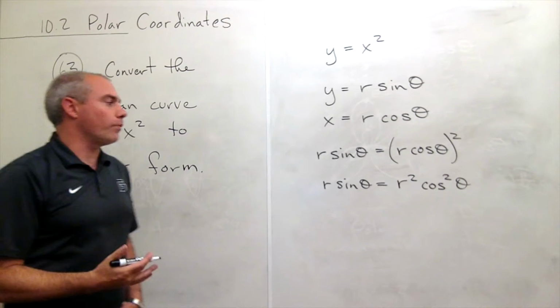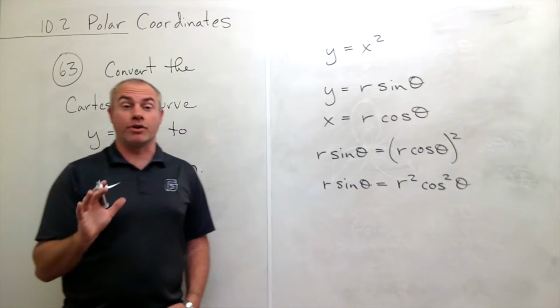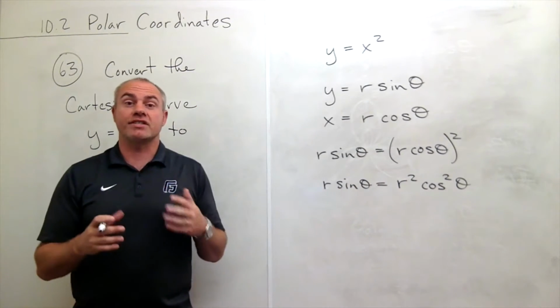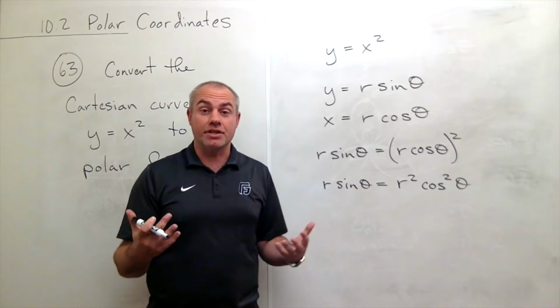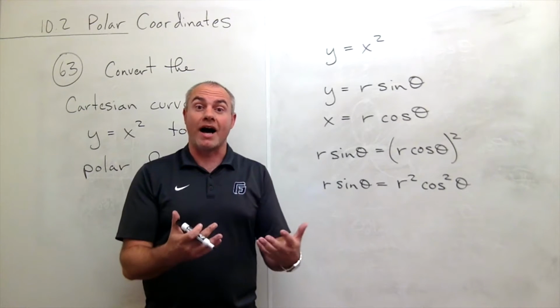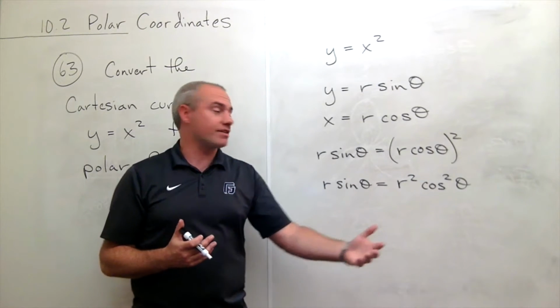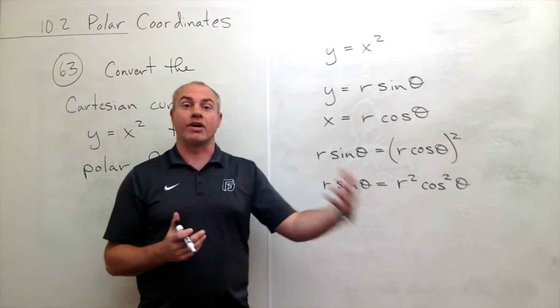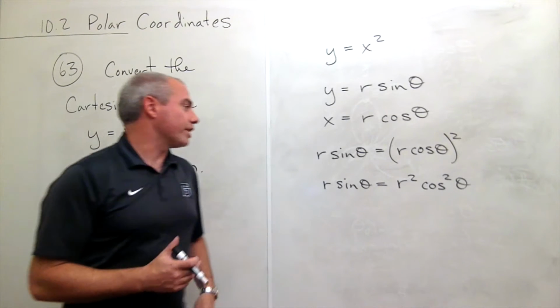And typically what we want to do, if it's possible, is we want to solve this thing for r. Just like in Cartesian coordinates, if possible, we typically solve for y and write y as a function of x. In polar, we'd like to write r as a function of theta. So let's see if we can do it.